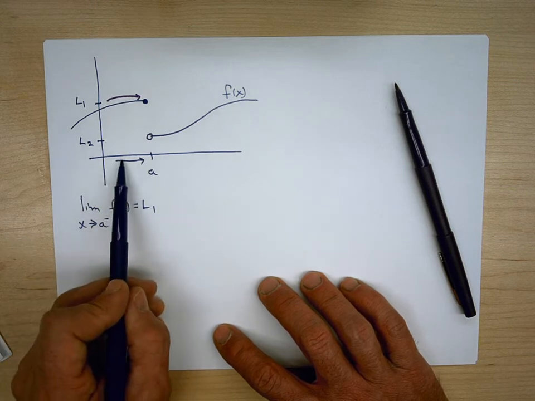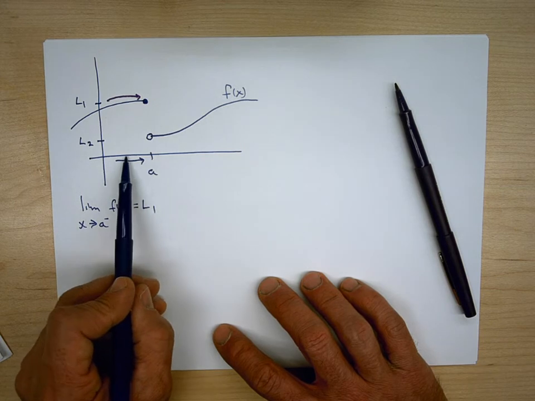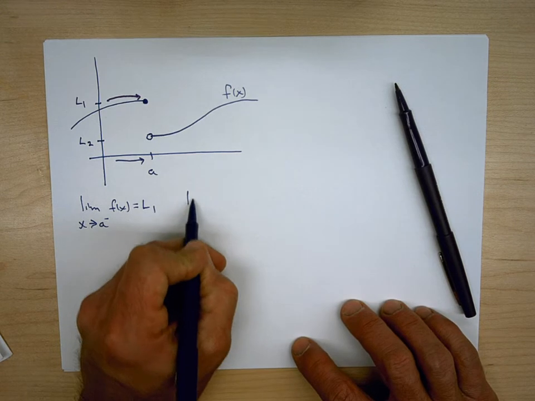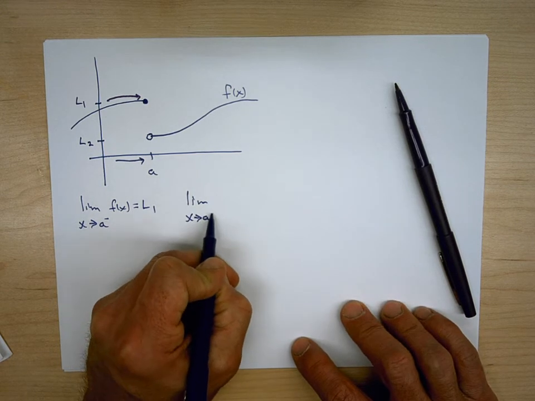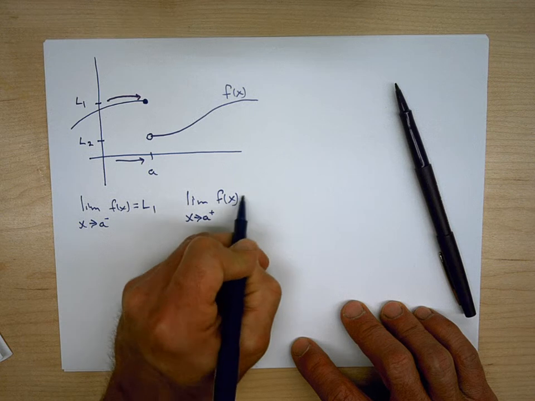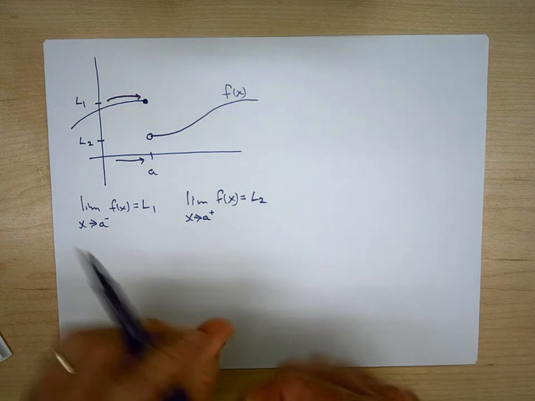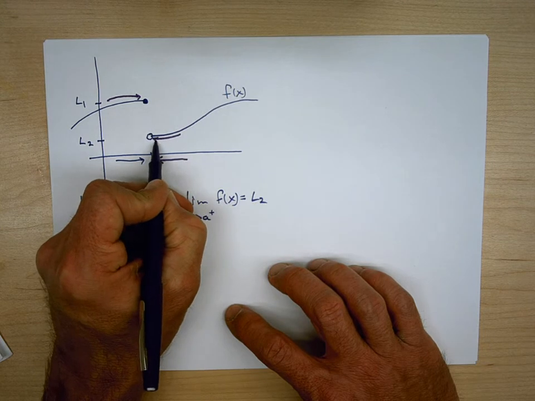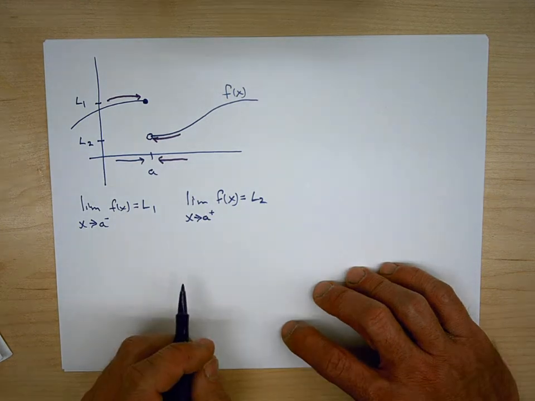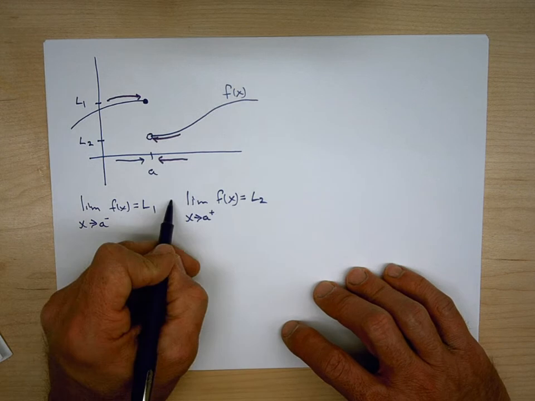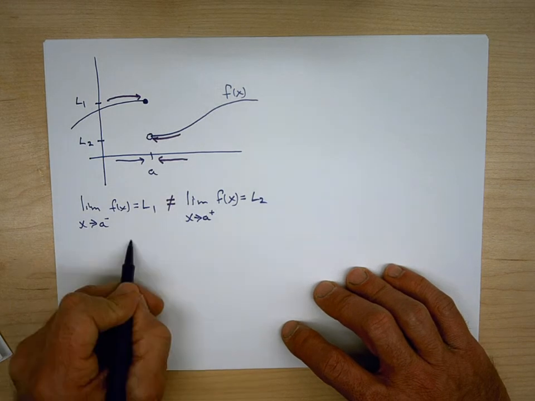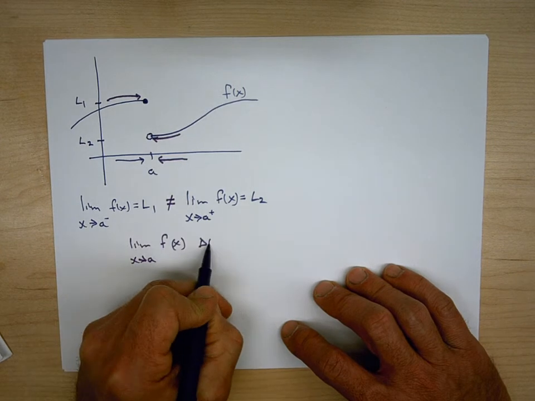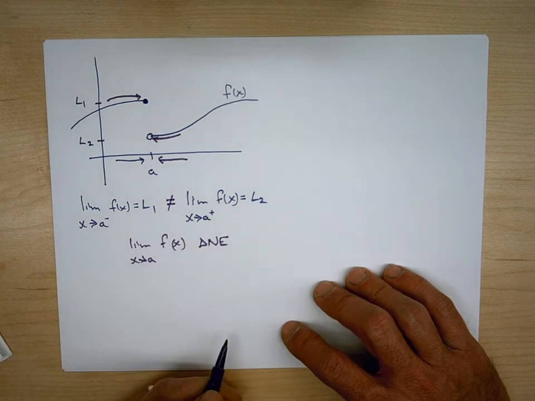So basically, values of x that are smaller than a, getting closer and closer to a, will get us closer and closer to L1. And then likewise, the limit as x approaches a from the right of f of x equals L2, because as we approach from the right, these y values are going toward that y value right there. So in this case, since these are not equal, then the limit as x approaches a of f of x does not exist.